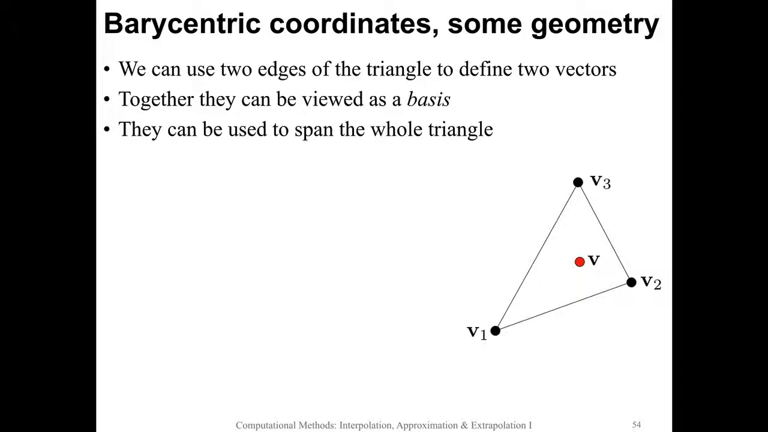So we have 3 vertices with some measurements associated with them. We have a target location here shown in red, and we can take our triangle that is defined by our vertices and we can use 2 edges of this triangle to define 2 vectors. These 2 vectors are shown here in blue and in red, and they're very readily calculated from the vertex vectors that we have. So this is v2 minus v1 and this is v3 minus v1. These 2 vectors, we can look at them as a kind of basis, a local basis, that will help us to navigate around our triangle.